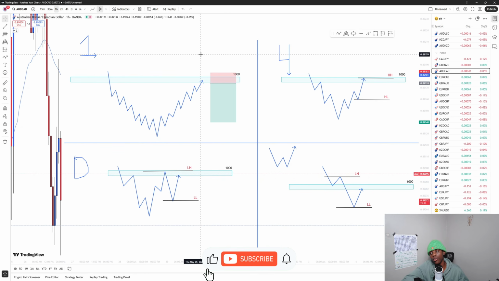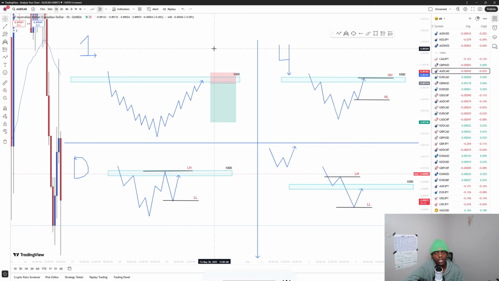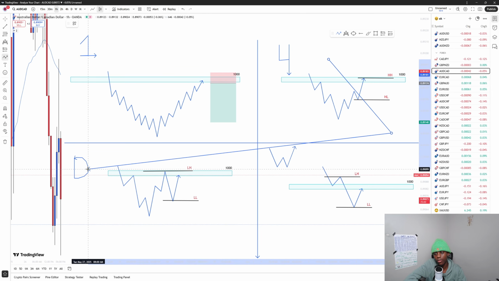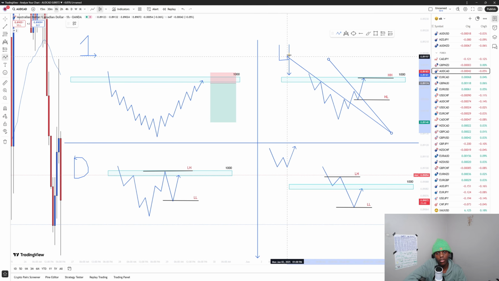Here's something I think y'all don't understand about the set and forget strategy. We all know that in Alex's course he teaches if we have weekly and daily in sync, we don't need the 4-hour to also be in sync with these time frames. For example, this is W for weekly time frame, D for daily time frame, and 4-hour, 1 hour.